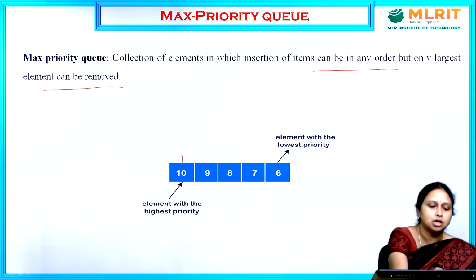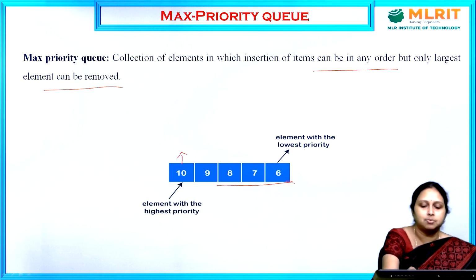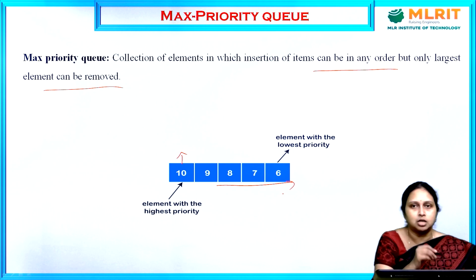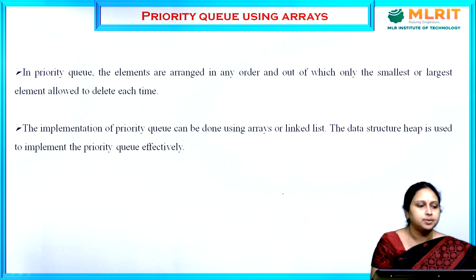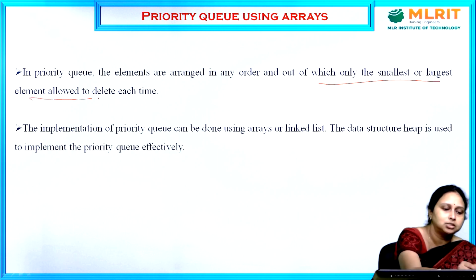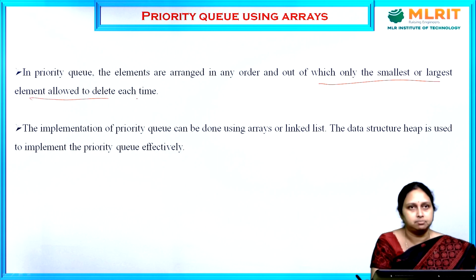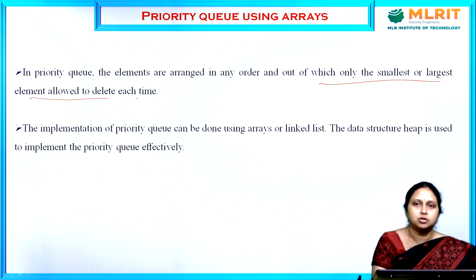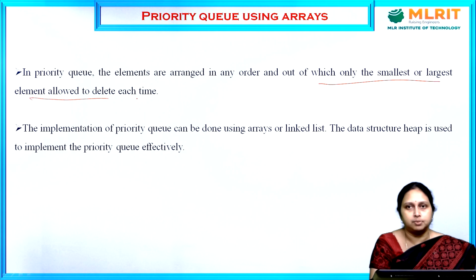Here the highest element is present first and this is represented in the descending order. The highest element is at the first position and the least element is at the last position. In priority queues the elements are arranged in any order, and out of them only the smallest or largest element is allowed to be deleted each time. This is one way we can do. Otherwise we can insert all the elements in either max priority or min priority representation, and we can implement it with any of the methods.